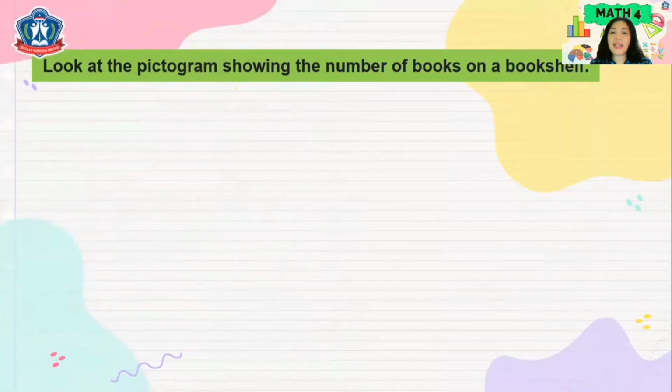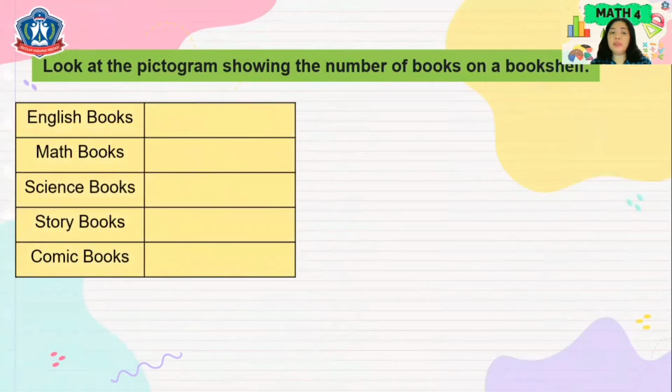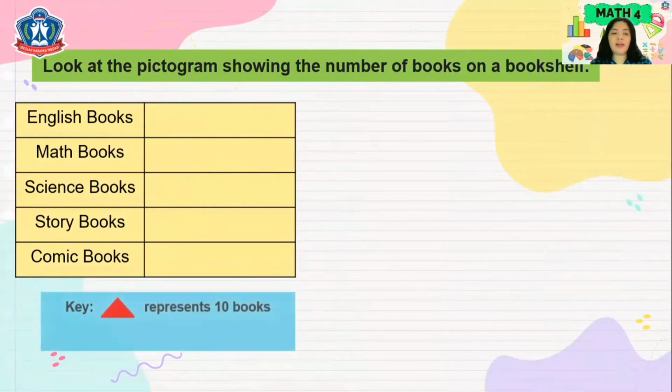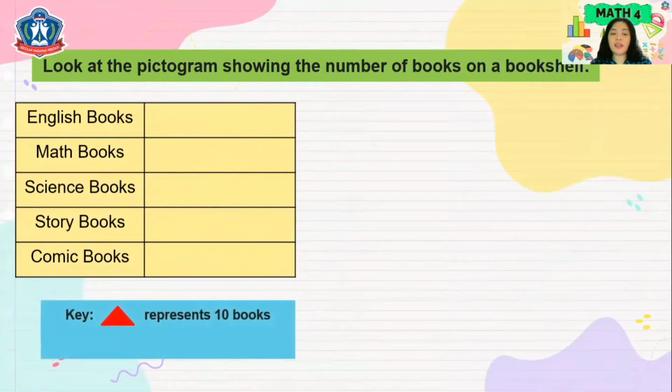I have here another pictogram that shows the number of books on a bookshelf. We have English books, math books, science books, story books, and comic books. Take a look at our key here. A whole triangle represents 10 books, and a half triangle represents 5 books.